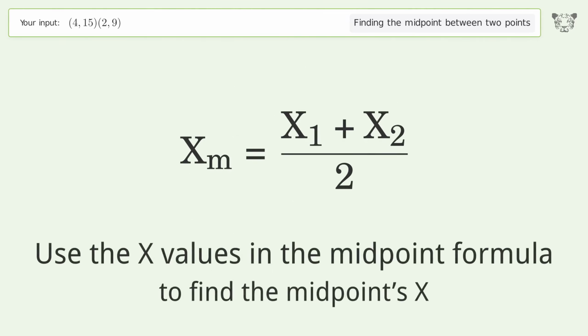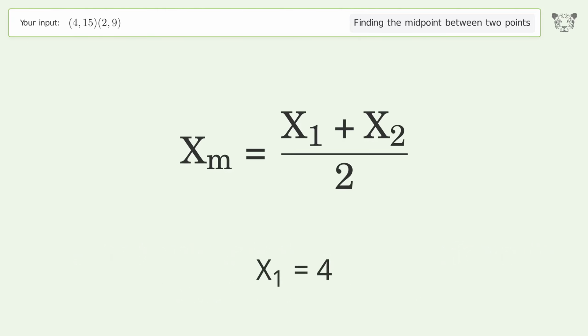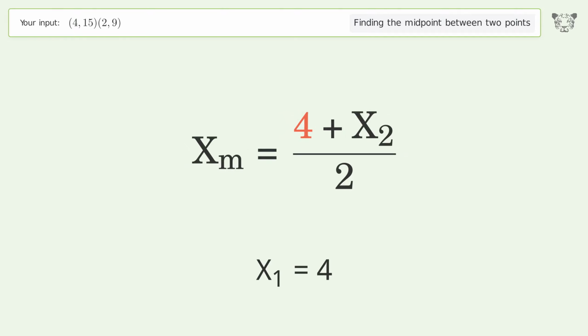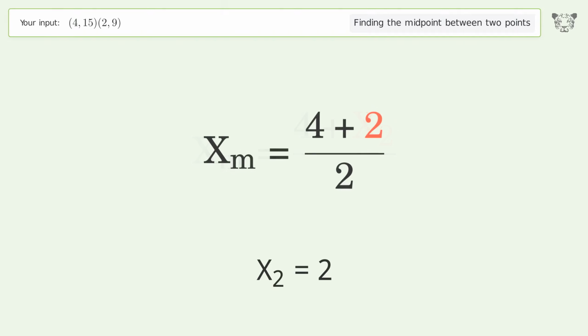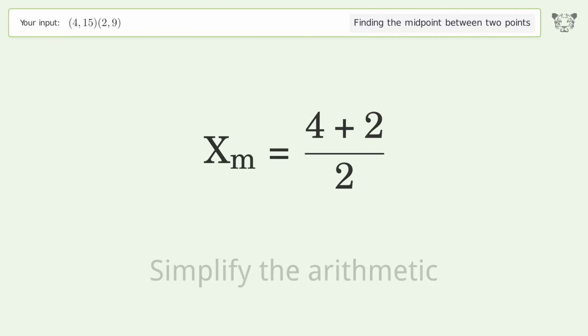Use the x values in the midpoint formula to find the midpoint's x. x1 equals 4. x2 equals 2. Simplify the arithmetic.